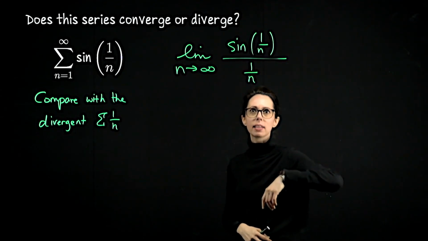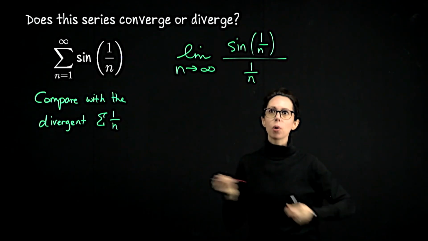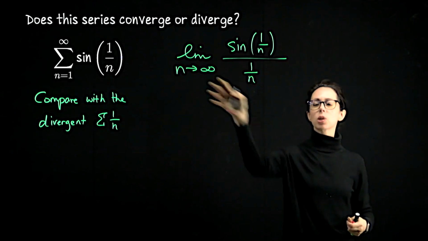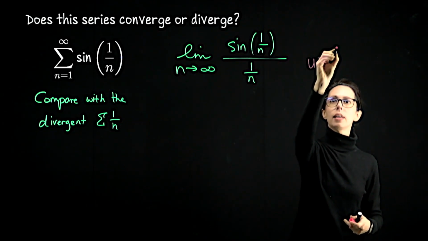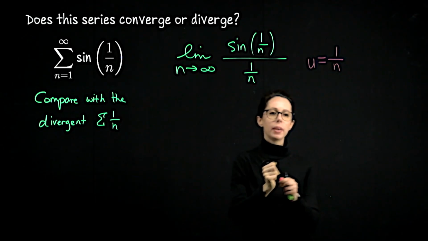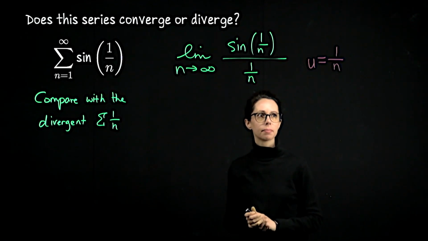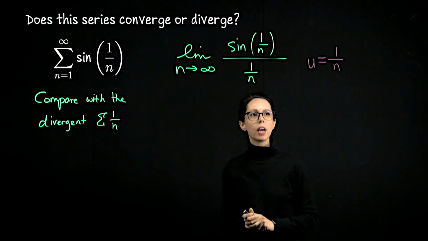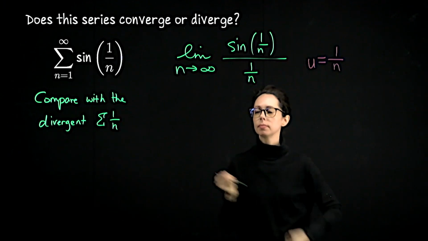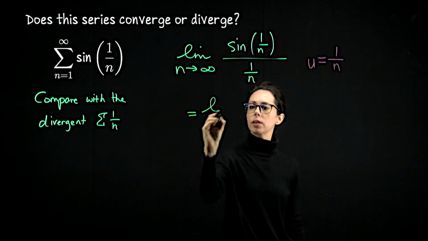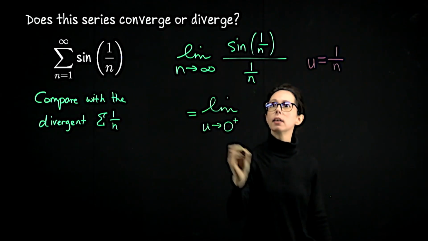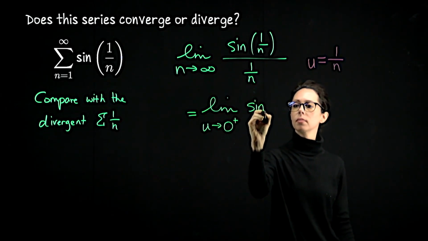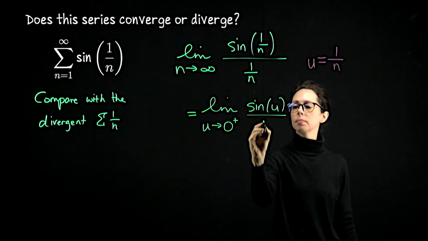Let me make a substitution here. I'm going to let u equal 1 over n. I'm just going to rephrase this limit in a recognizable way. So let u be the quantity 1 over n. As n goes to infinity, u goes to 0 from the right. So this limit is equivalent to the limit as u goes to 0 from the right of the sine of u divided by u.